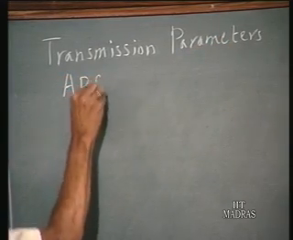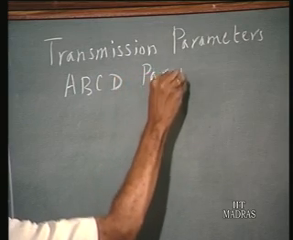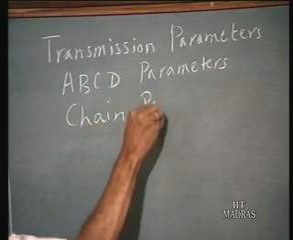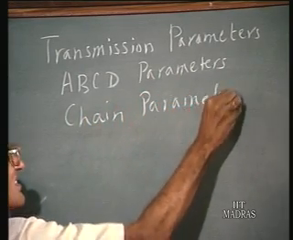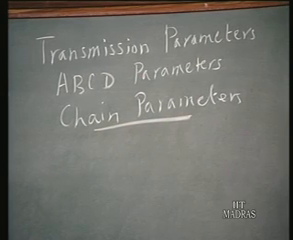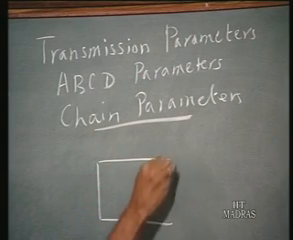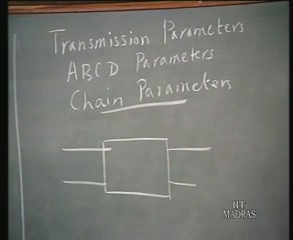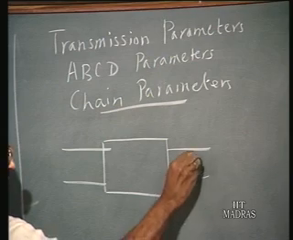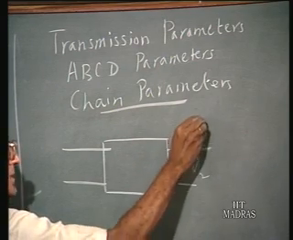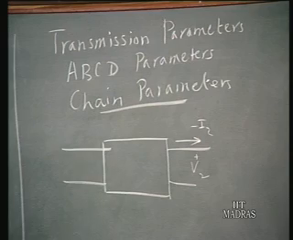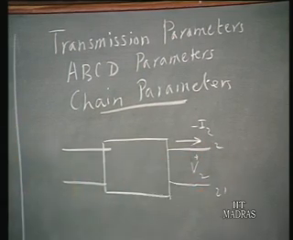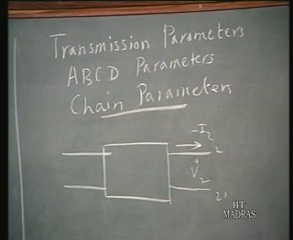Also called ABCD parameters, sometimes called chain parameters. Here, assume that this is a transmission line and you are talking about the output of the transmission line. This current is minus I2 because we are defining the port current I2 as leading inwards. Therefore, 2 prime, this is the voltage and the current that is being fed at the output end.